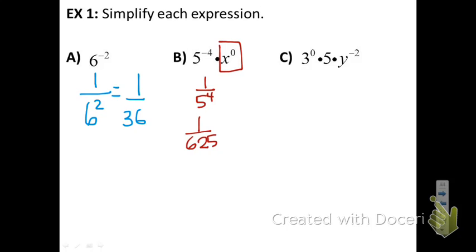Okay, our last one, again, we've got that 0 going on. So this becomes a 1, and 1 times 5 is going to be 5. Then we have this y to the negative 2. Because it's negative, it's going to pull it to the bottom of the fraction and give you y squared. That 5 will stay on the top. It could stay on the side, but we're just going to make it one fraction.